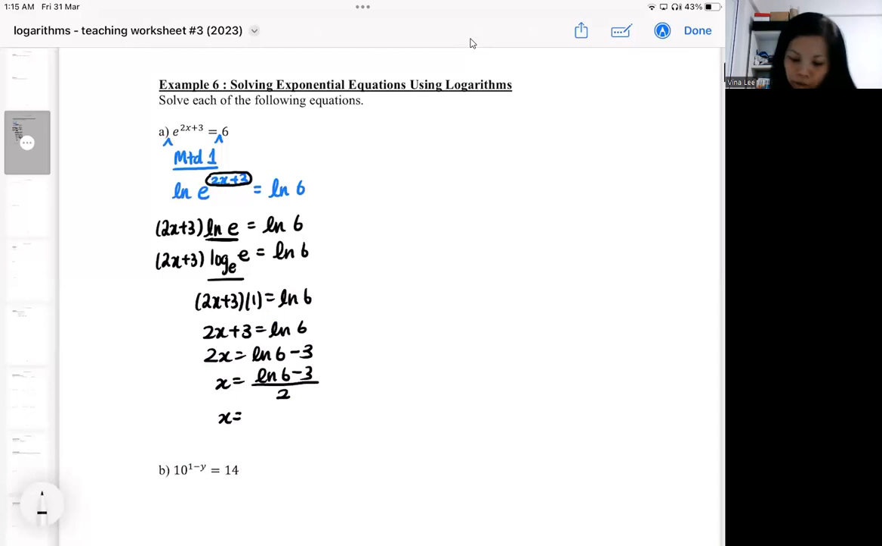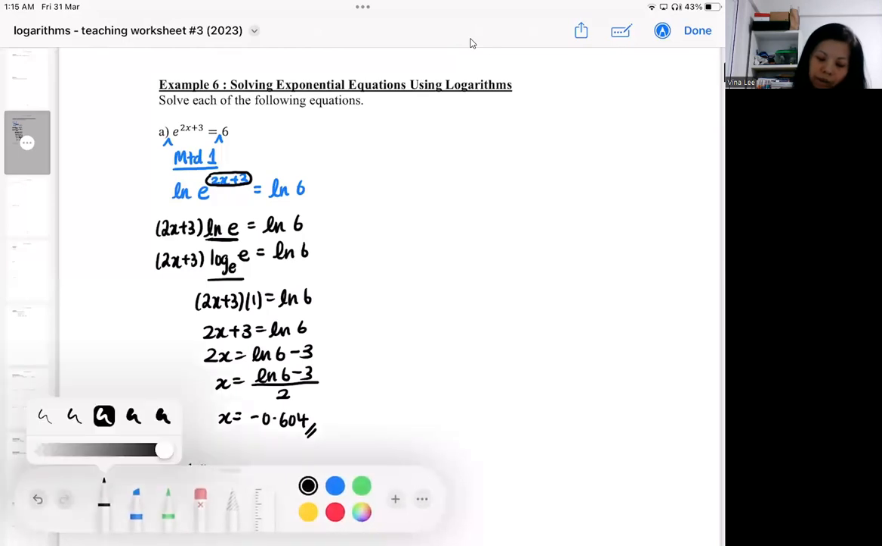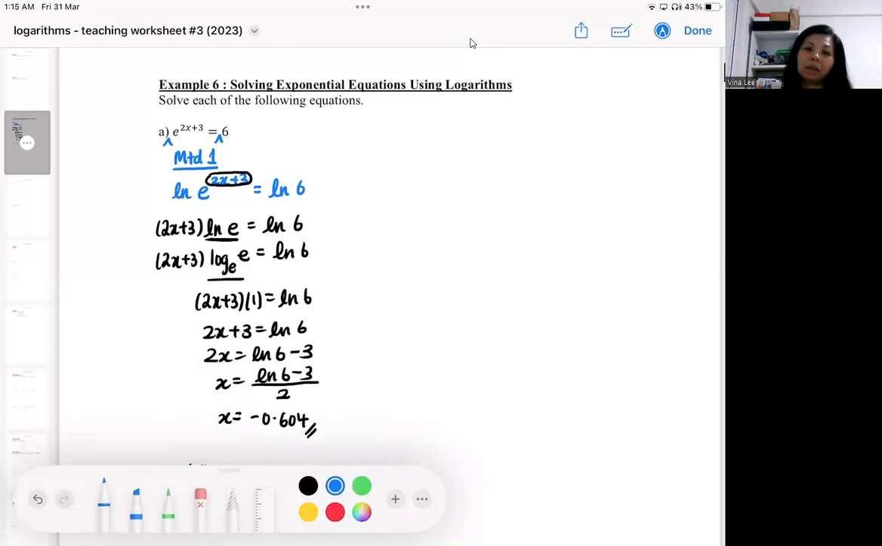So you slowly move it over and divide by 2. If you punch the calculator, you will get minus 0.604. So that will be method 1. In method 1, you take ln on both sides. Personally, I do method 1.